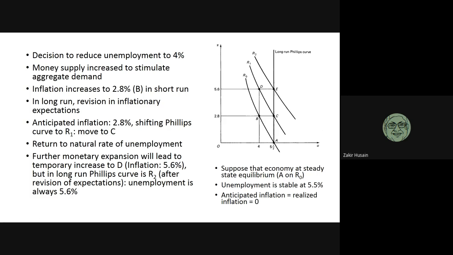Okay, so the important thing is unemployment is always 5.5 in the long run. If you try to reduce unemployment, what will simply happen is the long run rate of inflation is going to go up. You're going to move to higher and higher Phillips curve. You may gain in the short run, but it is only temporary, a transient reduction in unemployment.